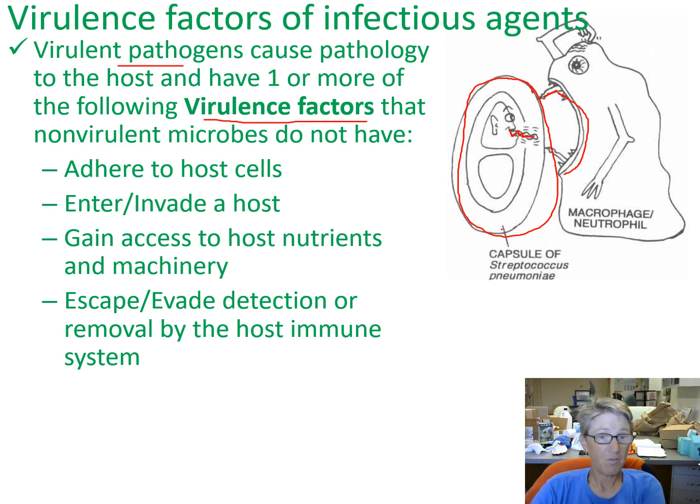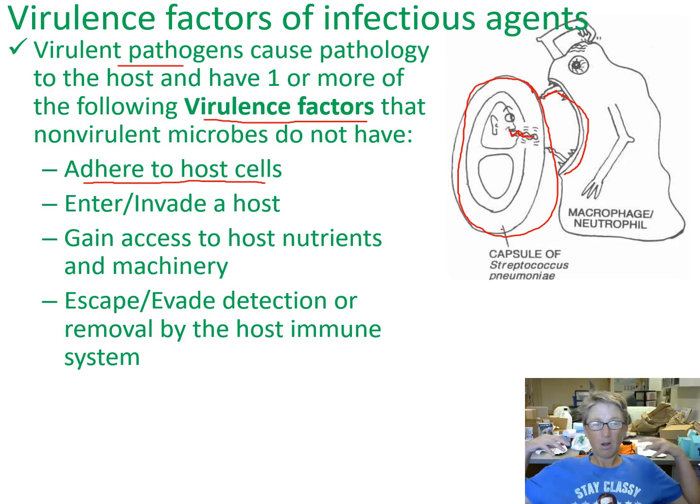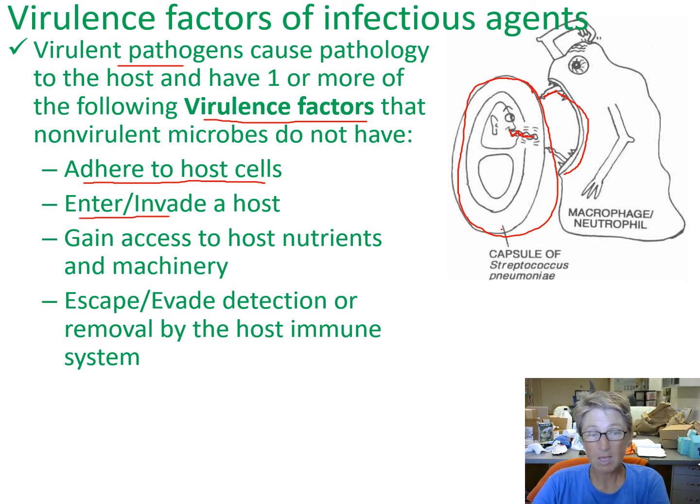So virulence factors include the ability of your pathogen of interest to adhere to a host cell. So that means, I mean, if you are a microbe and you're trying to get into a cell in our body, you have to be able to stick to it. That's called adherence. If you are a pathogenic microbe, you might adhere to one of our cells, but can you enter the cell? Can you invade the cell?